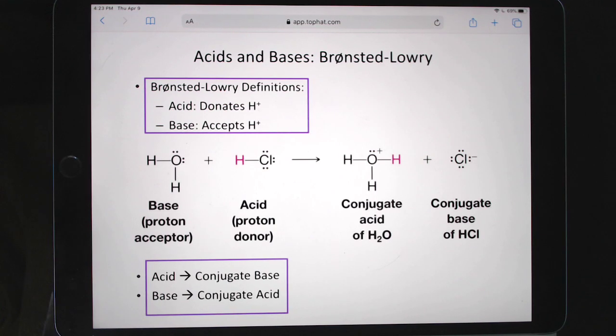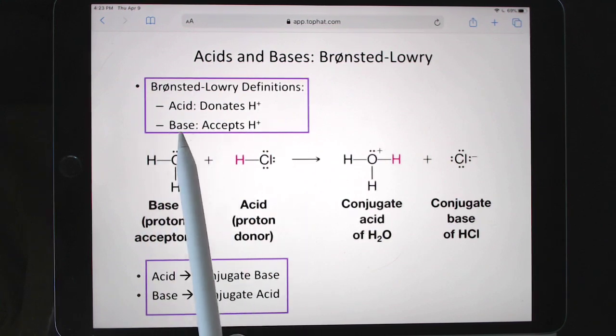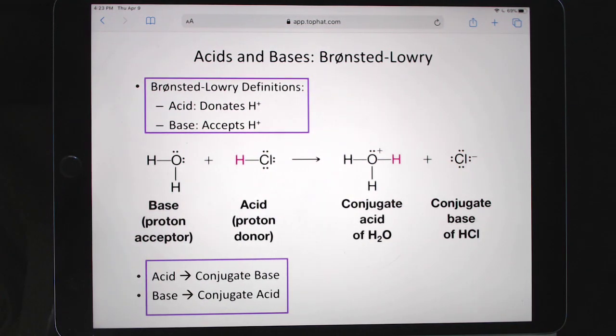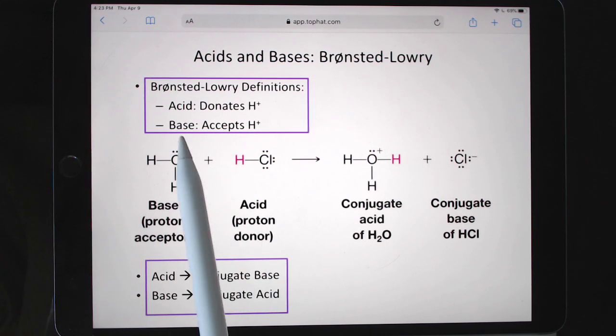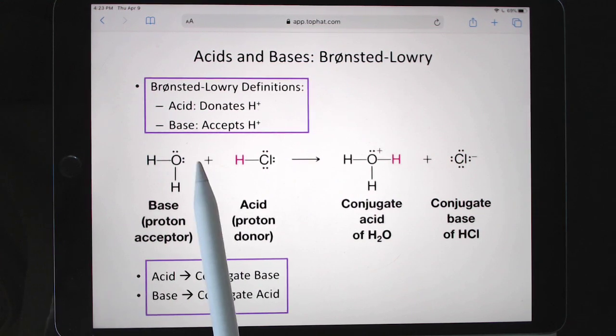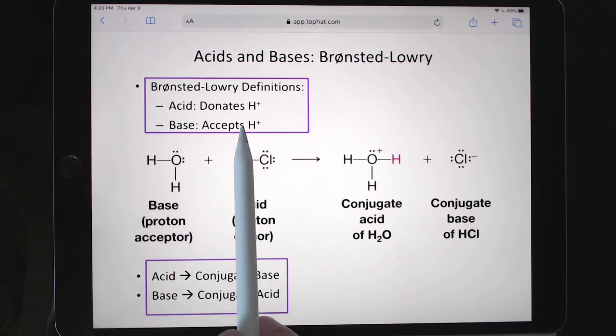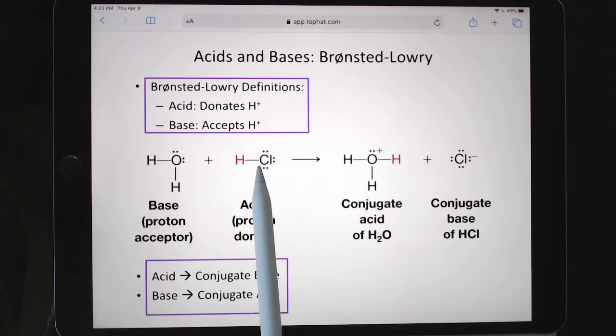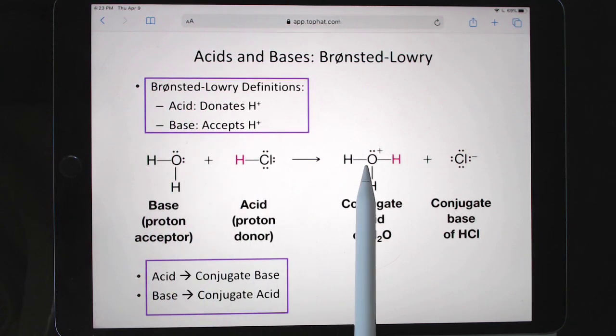Now, moving on, Bronsted-Lowry. The Bronsted-Lowry definition is that it's all about protons, right? So it's all about hydrogens moving around. Most of the time we're going to be dealing with Bronsted acids and bases, unless you specifically ask about Lewis acids and bases. But there's actually not that much difference between them. So the acid donates the hydrogen. The base accepts it.